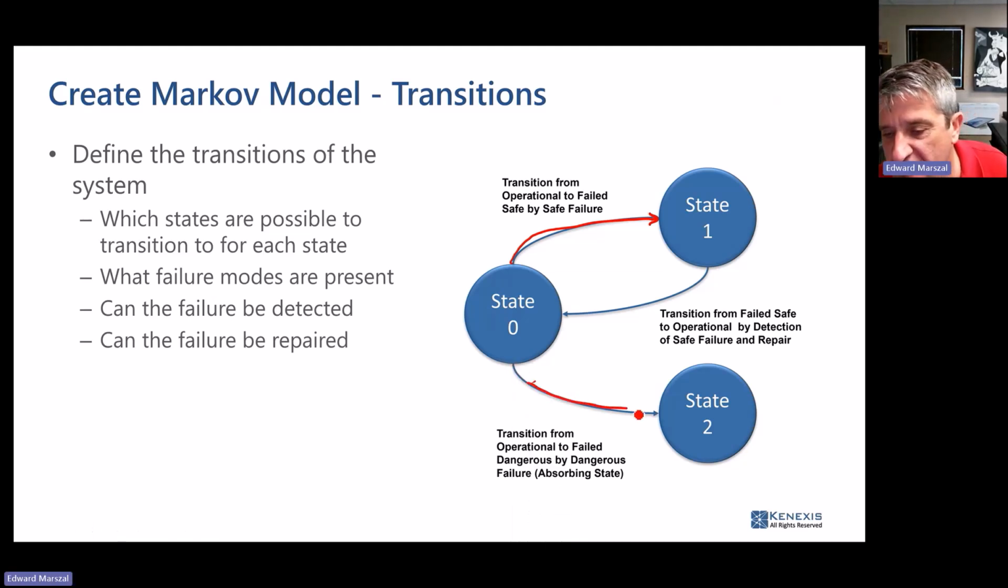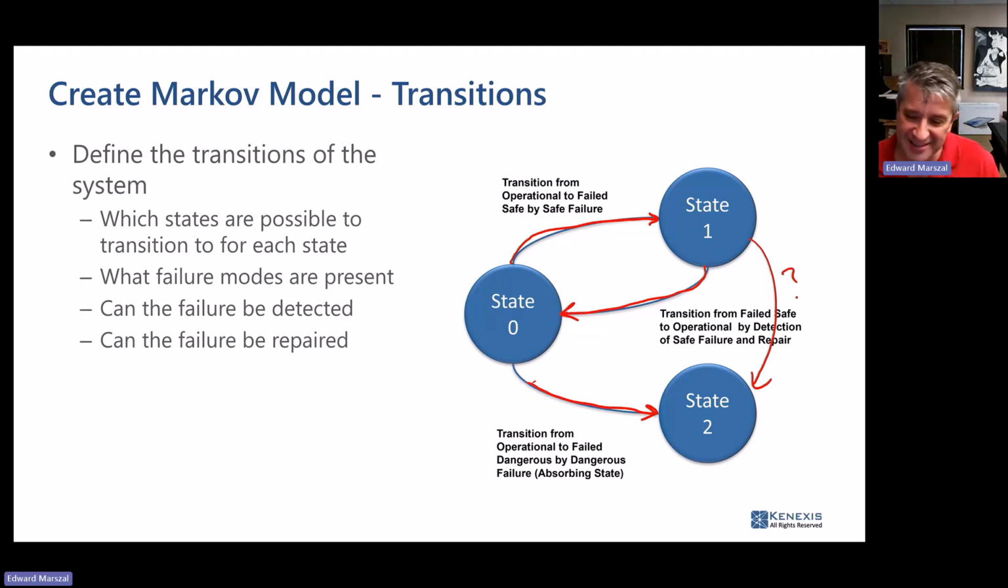So I'm going to draw that transition. And then you repeat this process for every state. If I'm in state 1, is it possible for me to go to state 0? Yes, I could do that by repairing. Is it possible for me to go from state 1 to state 2? Well, most Markov models used in industry will tell you no, this is not possible. We don't need to model this. You can't go from a failed safe state to a failed dangerous state.